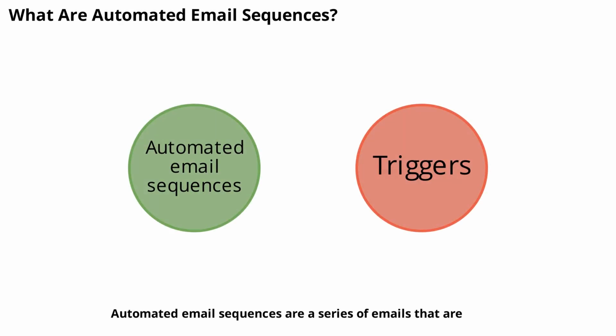Automated email sequences are a series of emails that are sent automatically to subscribers based on specific triggers or schedules. For example, when someone signs up for your newsletter, they might receive a welcome email, followed by a series of helpful tips over the next few days. This process saves you time and ensures consistent communication with your audience. The best part? Once set up, these sequences run on autopilot, freeing you up to focus on other important tasks. Let's see how simple software can make this process even easier.